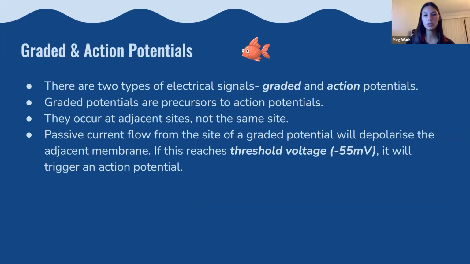Graded and action potentials. So we have two different types of electrical signals, graded or action. Graded potentials are precursors to action potentials. So they occur at adjacent sites on the neuron, not at the same site. Essentially, a graded potential is where you have passive current flow, and passive current flow from the site of a graded potential will depolarize the adjacent membrane. And if this reaches threshold voltage, which is negative 55 millivolts, it will trigger an action potential. So basically you have a graded potential first. If that gets to threshold voltage, then it sets off an action potential.